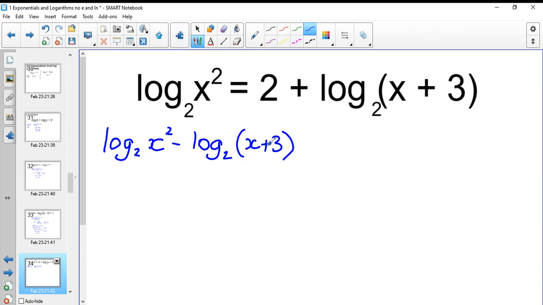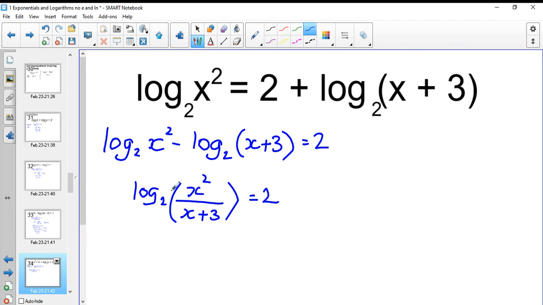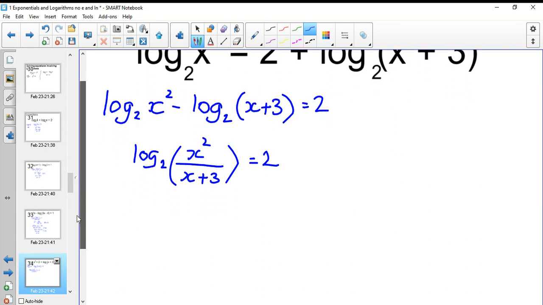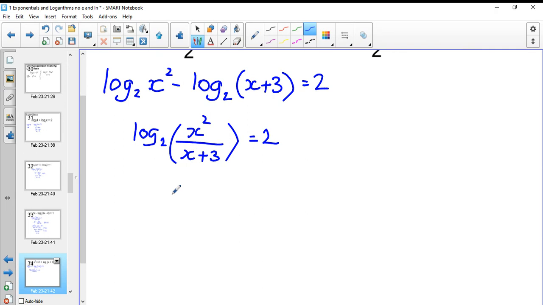So minus log to base 2 of x plus 3 equals 2. Okay, so now we can use law 2 to combine that and say that's log to base 2 of x squared over x plus 3 equals 2. So again, log back form. So 2 squared equals x squared over x plus 3.